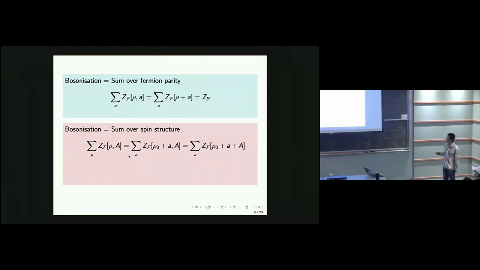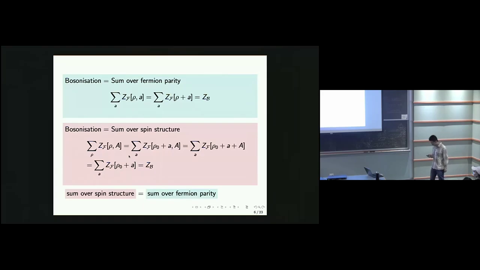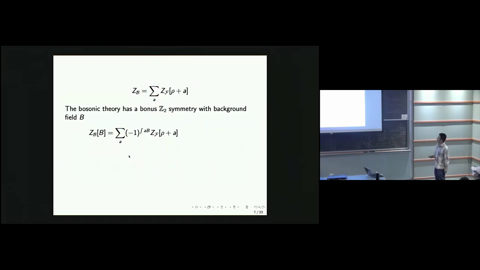And then after changing of the variables of this little a by shifting little a by capital A, then I'm getting the same expression, which is again the bosonic theory. So this simple, almost trivial computation tells us that the bosonization can either be interpreted as the sum over the fermion parity or sum over the spin structure. They are equivalent.